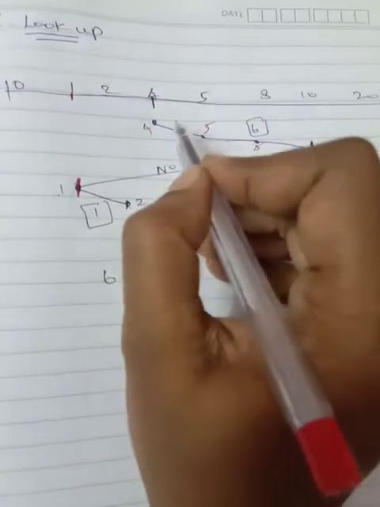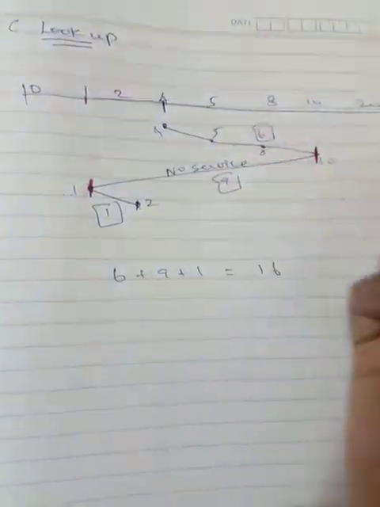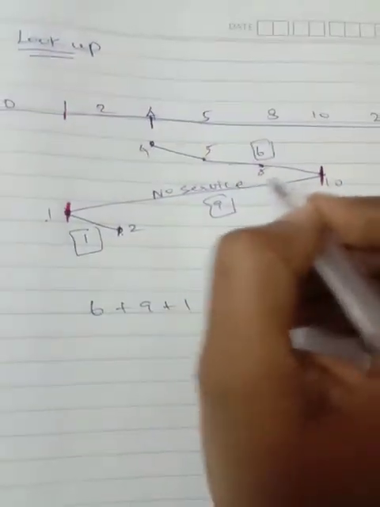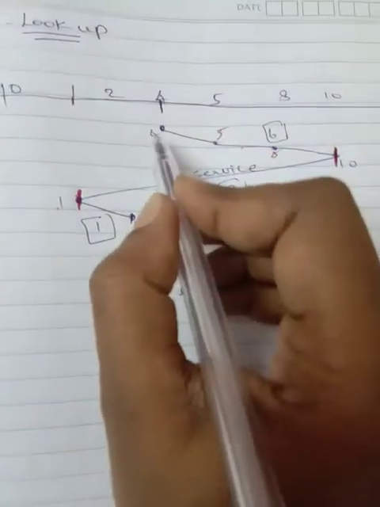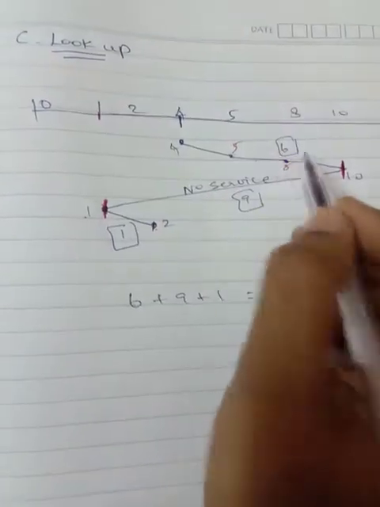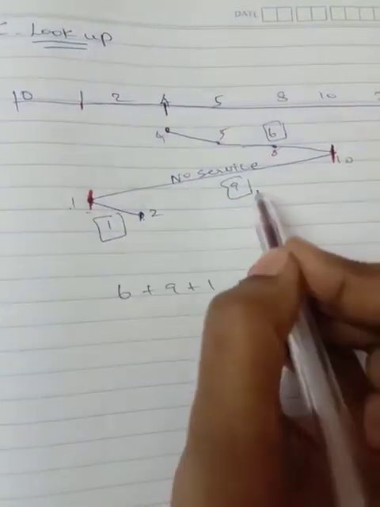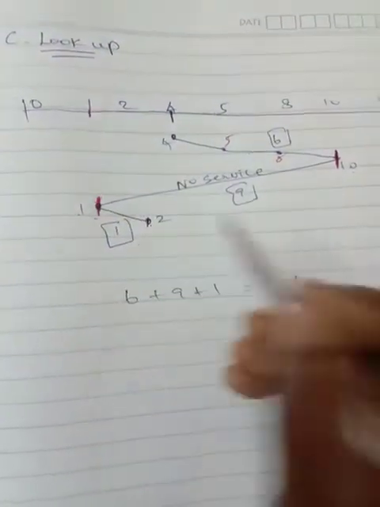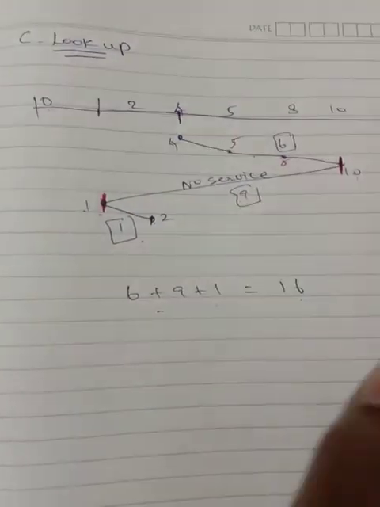So we can calculate each and every step also, as time is very less in the exam. We can calculate 10 minus 4, that is 6, 10 minus 1, that is 9, 2 minus 1, 1. 6 plus 9 plus 1, that is 16.